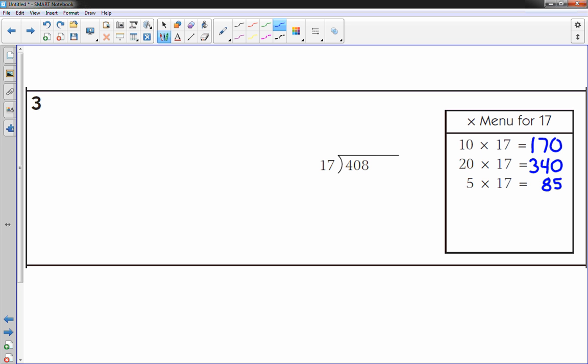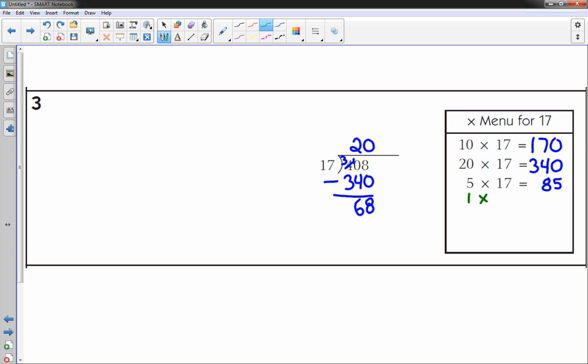Let's see, which one should I use? Hey, I can use the 20 times 17. That's close. Well, that's the closest of them anyway. So I'm going to put a 20 up here. Put 340 here. Subtract. Borrow. 10 minus 4 is 6. 3 minus 3 is 0. 68. Well, on the right, I see that 5 times 17 is too big. So let me try, maybe I don't know what 4 times 17 is.